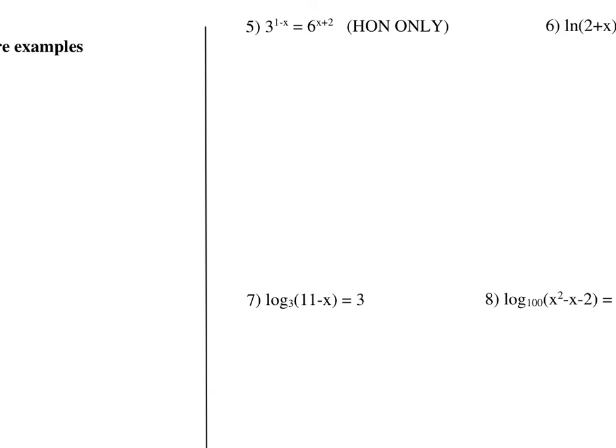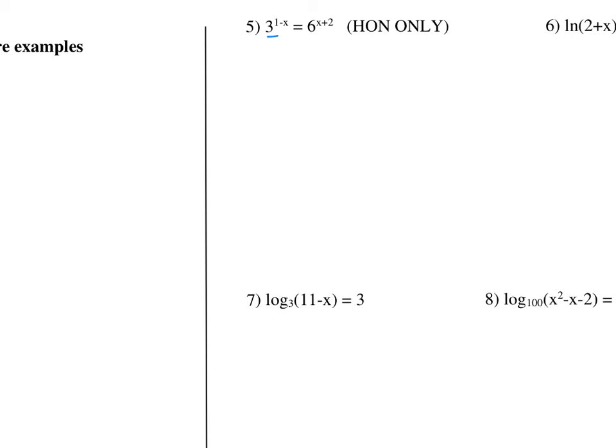All right, we'll do one more here, number 5. So for this one, it's a little tricky, and you can see I only do this in my honors classes, is we have actually 2 bases here. A 3 has an exponent and 6 also has an exponent. So when this happens, we are going to switch it to log form, and we can actually just choose whichever base we want. So I'm going to go ahead and do this as a log base 3.